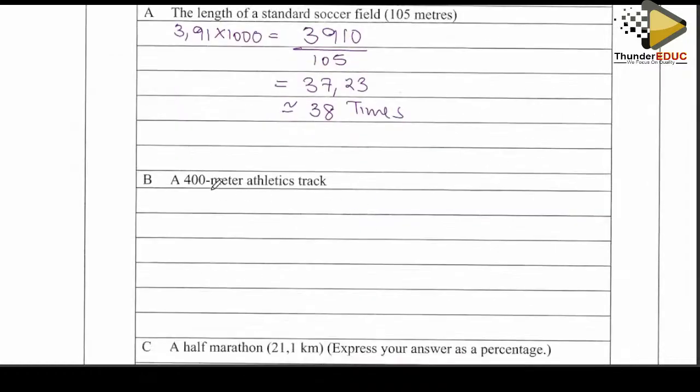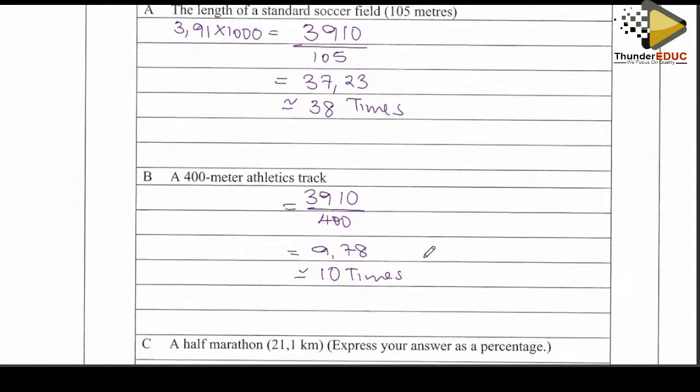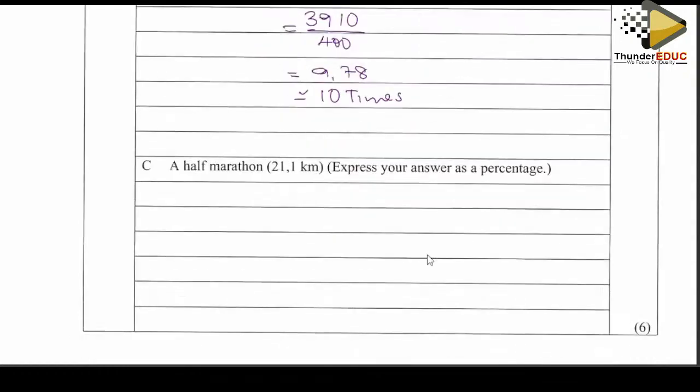Then what about a 400-meter athletics track? Still, we shall come to this: 3,910 divided by 400, whereby we have 9.78, which becomes 10. We are looking at times. You can't say 1.5 times. So we have this much.